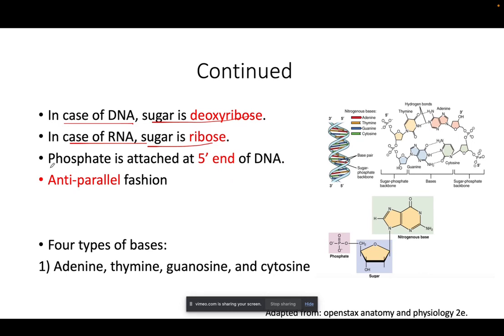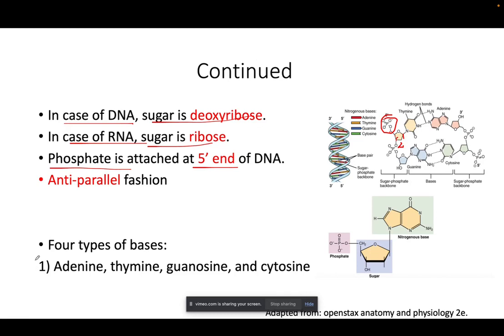Also, phosphate is attached to the 5 prime end of the DNA, and as you can see here, I already mentioned, this is the first carbon, this is the second carbon, this is the third, this is the fourth, and this is the fifth carbon. At the fifth carbon position there is an attachment of the phosphate group. Okay, so this is something that is not really high yield, but it's very important to know. It allows you to differentiate the structures of the DNA.